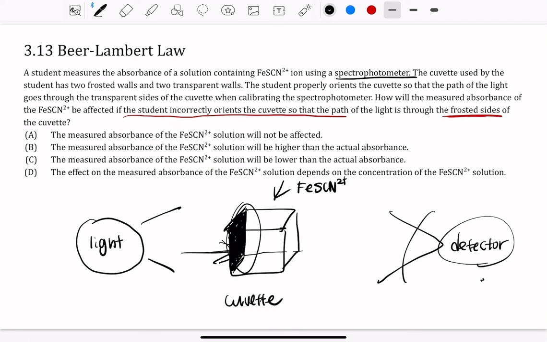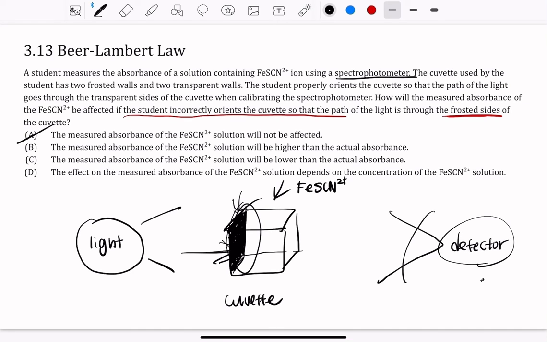And so knowing that the frosted side is going to make the absorbance of the FeSCN solution much higher than before when there was just a transparent wall, let's take a look at the answer options. A, the measured absorbance of the FeSCN solution will not be affected. That is not true. The absorbance is going to increase because the light is going to be absorbed by the frosted side, and it is going to get affected by the frosted side.